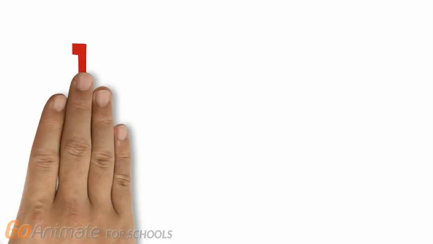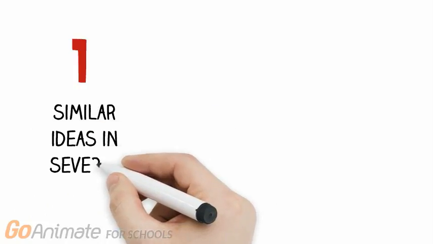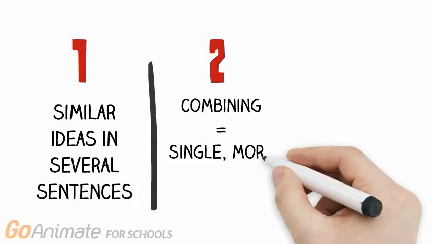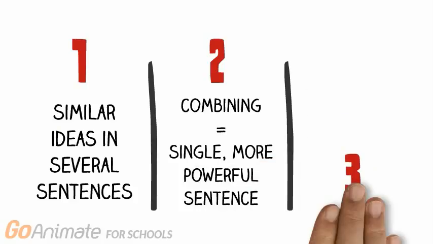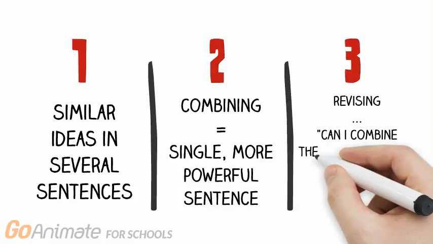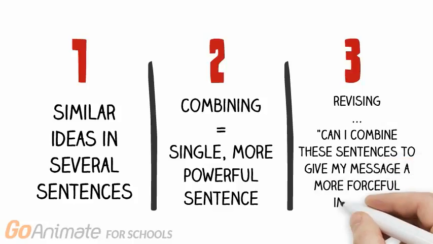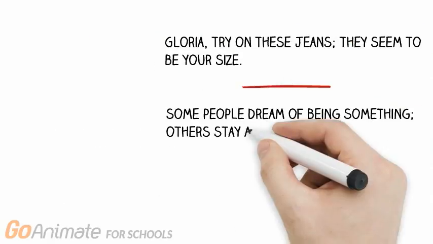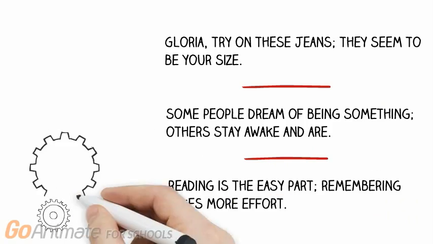Use this pattern when you have talked about similar ideas in several sentences. If you combine these ideas, you will have a single, more powerful sentence. When revising, look for paragraphs with many short sentences that have parallel ideas and ask yourself, can I combine these sentences to give my message a more forceful impact? Here are a few examples for you to look over. I've also included some professional examples for analysis on the upcoming slides.